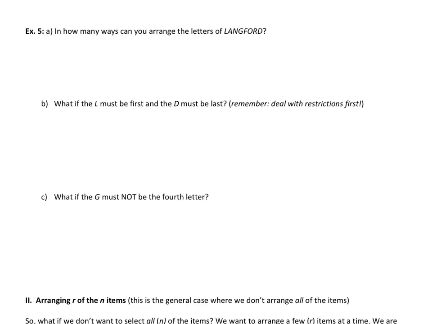Now we're going to take a look at example number 5. In how many ways can you arrange the letters of Langford? Since there are 8 letters and we want to arrange all 8 of the letters, we can write 8P8, which is equal to 8 factorial, which is equal to 40,320.